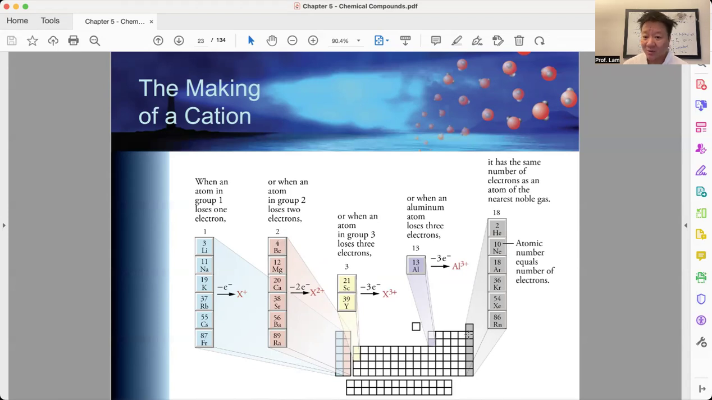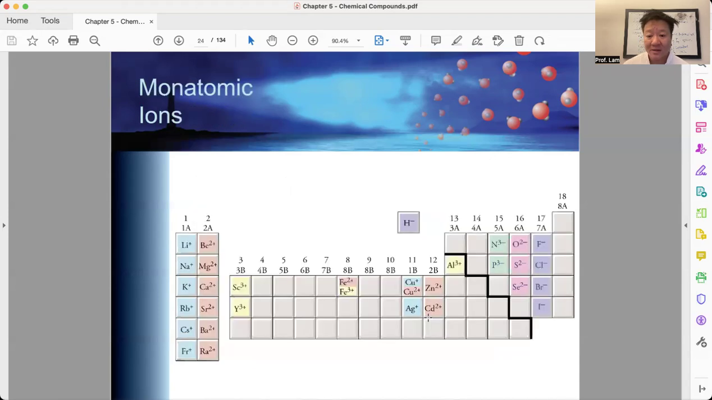Okay, see how simple it is? No memorization. And this is why I keep saying, your periodic table is your biggest cheat sheet. All these answers are on the periodic table. So make sure that you are using it correctly, right? So what else can you do with that?